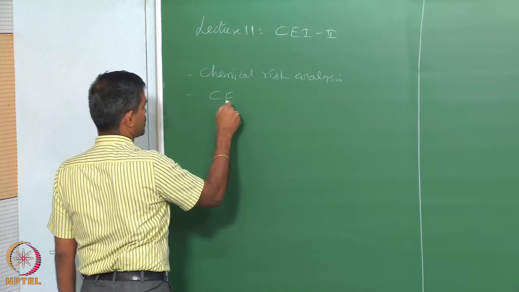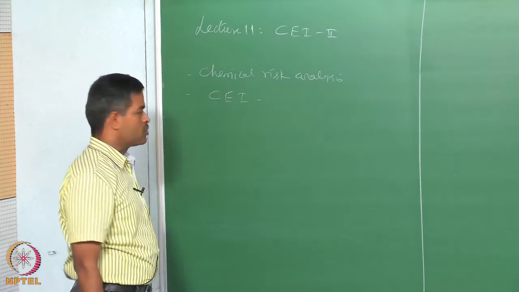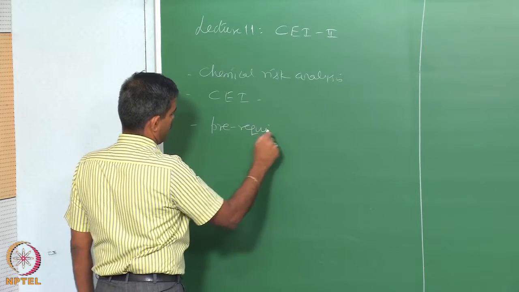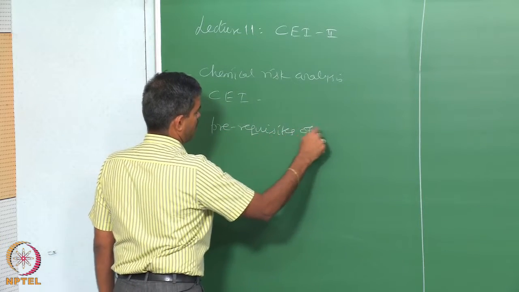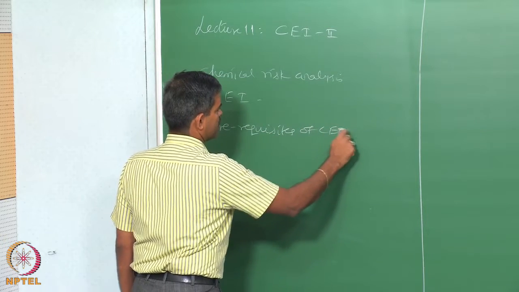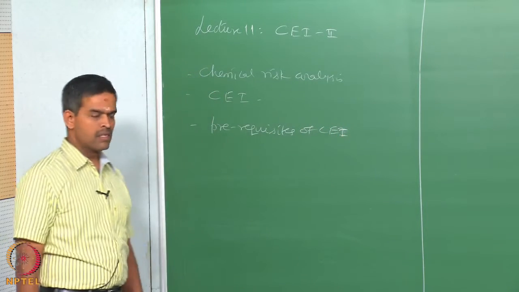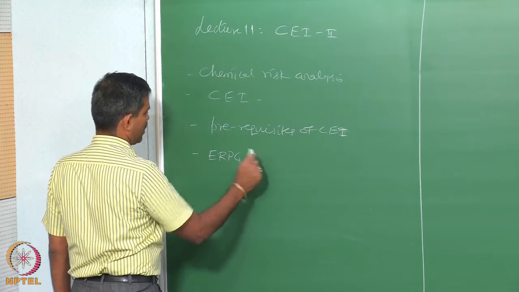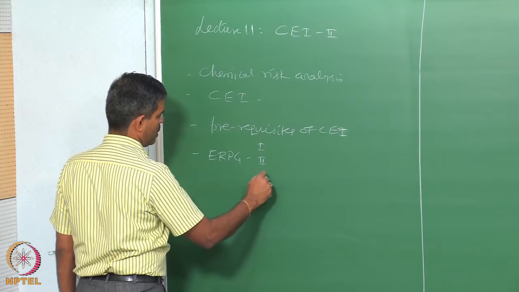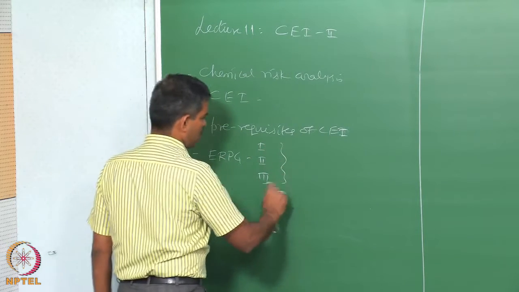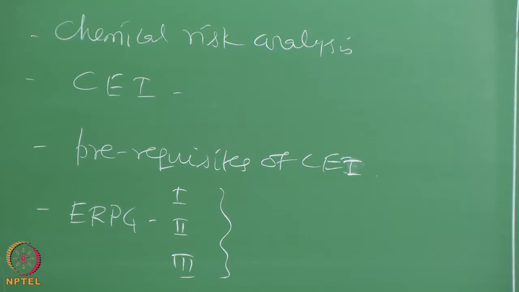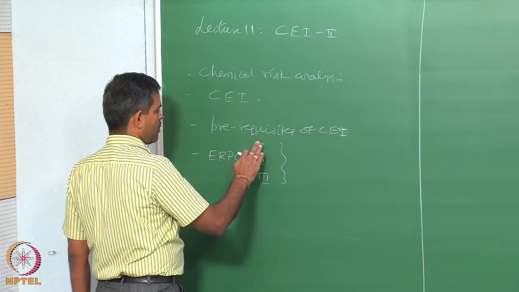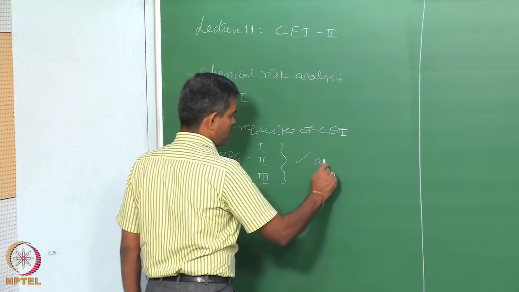and what a chemical exposure index can help us to do, and what the prerequisites of conducting the chemical risk analysis to obtain the chemical exposure index are. We have also understood the importance of the ERPG guidelines of different levels 1, 2 and 3, and we already understood that in a chemical engineering handbook, for all hazardous chemicals, different concentrations applicable to ERPG level 1, 2 and 3 are available in the literature.